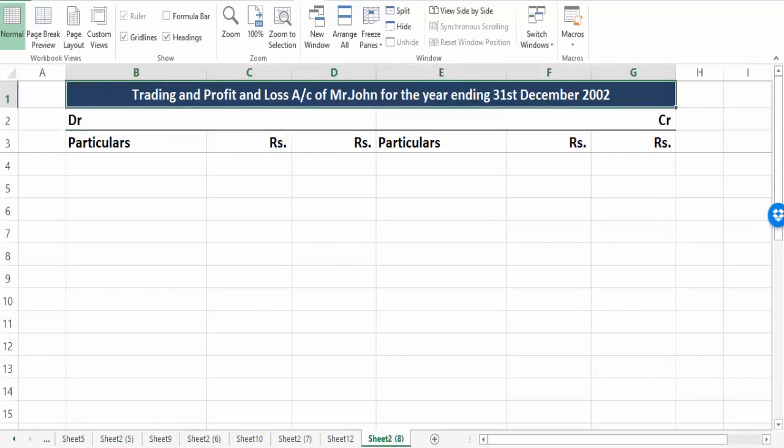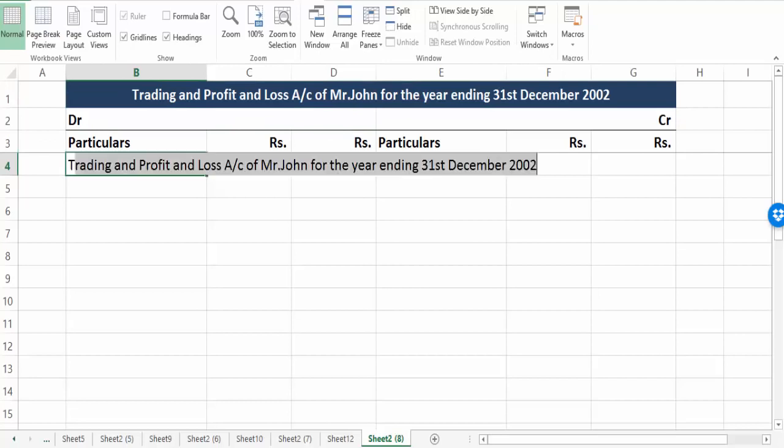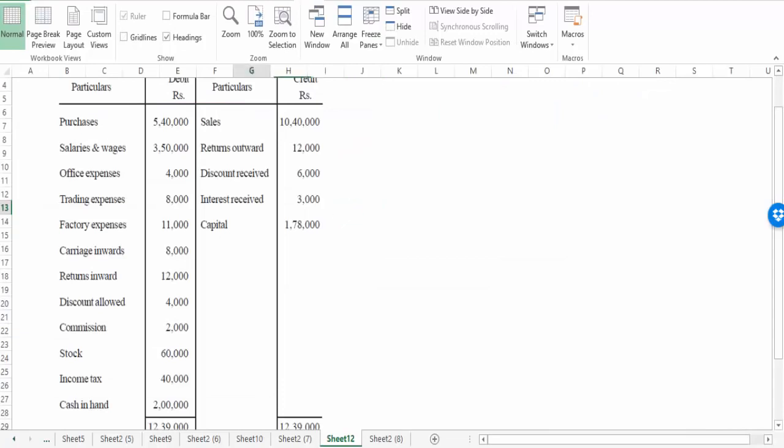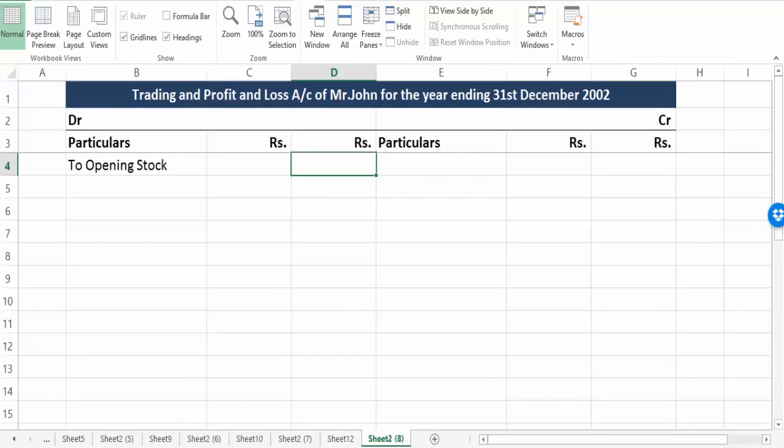So here we have the structure, trading and profit and loss account of Mr. John for the year ending 31st December 2002. Debit, credit, everything. So let's get started with opening stock. To opening stock, what is the amount? Opening stock, do we have that? Yes, we have it here. To opening stock is 60,000.